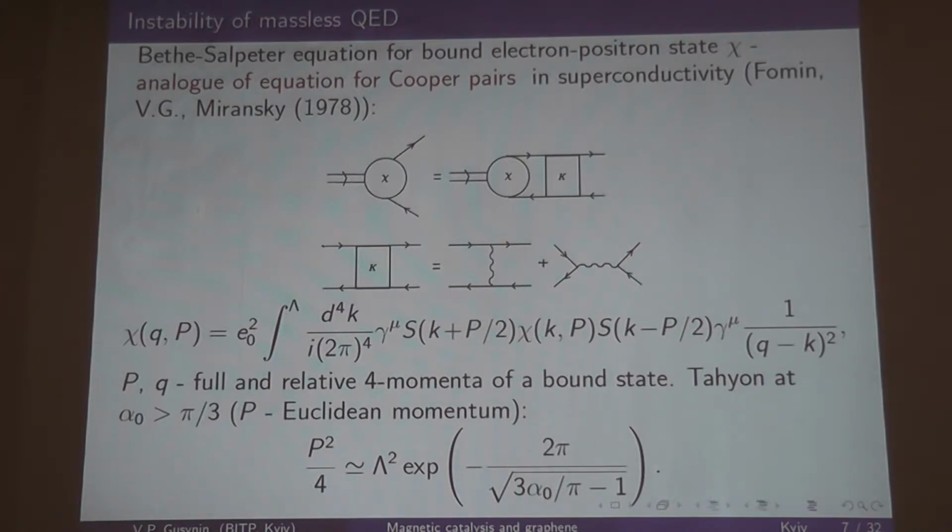For example, you find this kind of consideration in the book by Schrieffer applied to superconductivity. So the presence of a tachyon means instability of the massless phase. This instability arises when the coupling exceeds some critical one, which in this approximation is pi over 3. So we have a similar situation as in the Nambu–Jona-Lasinio model.